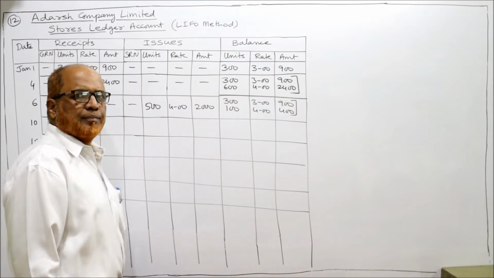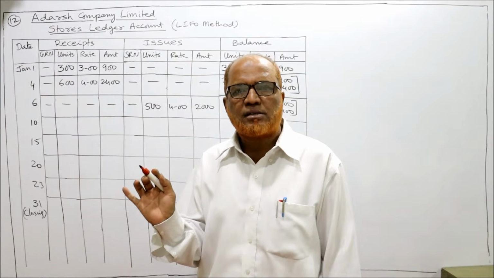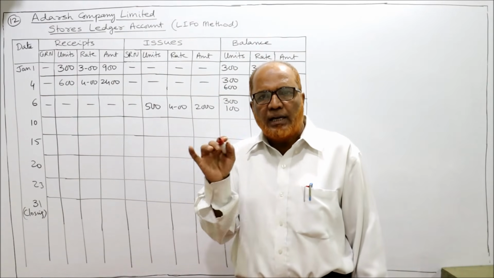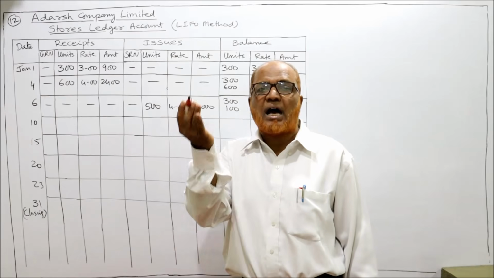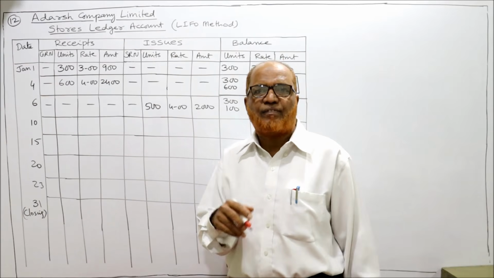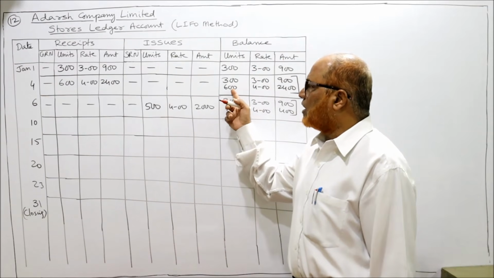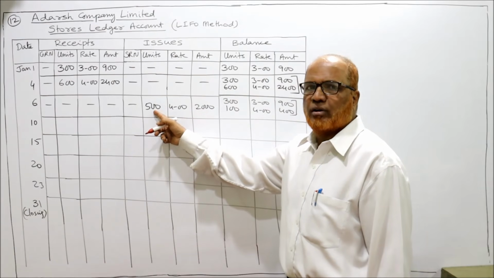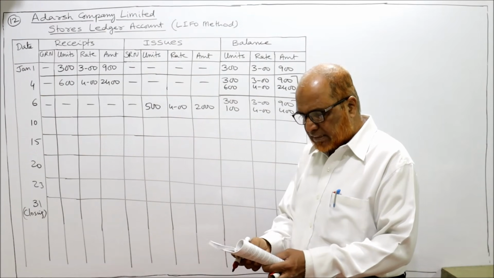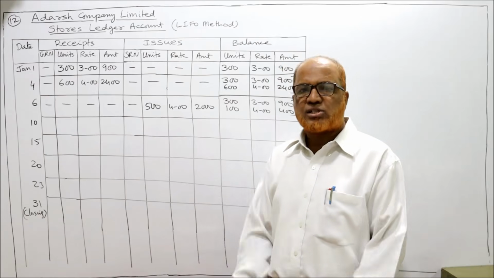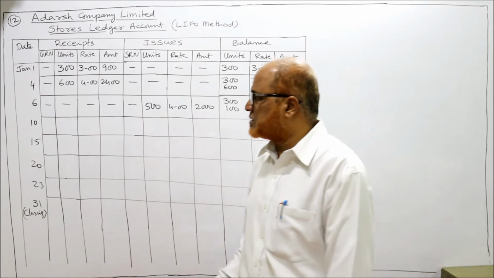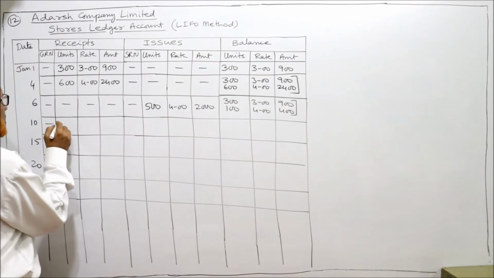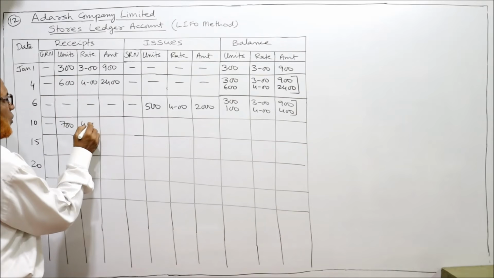That's all. You have seen the difference between FIFO and LIFO. In the LIFO method, we have to go from the last in, first out. So this is the second lot. From this second lot, I have issued 500 units. Now after 6th, on 10th January, there is a purchase of 700 units at 4 rupees.